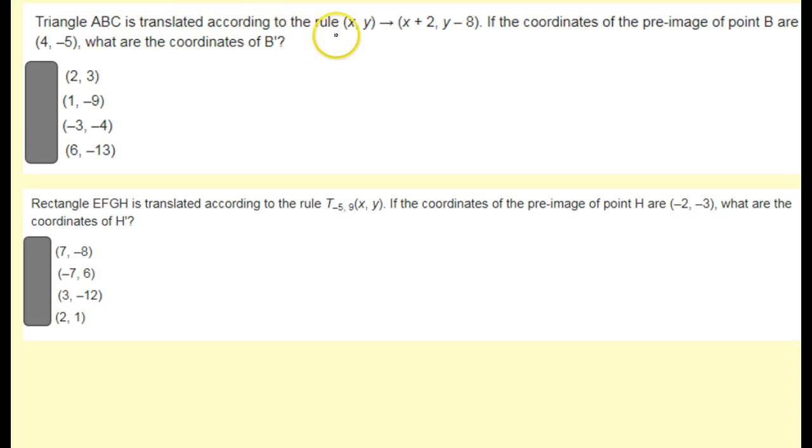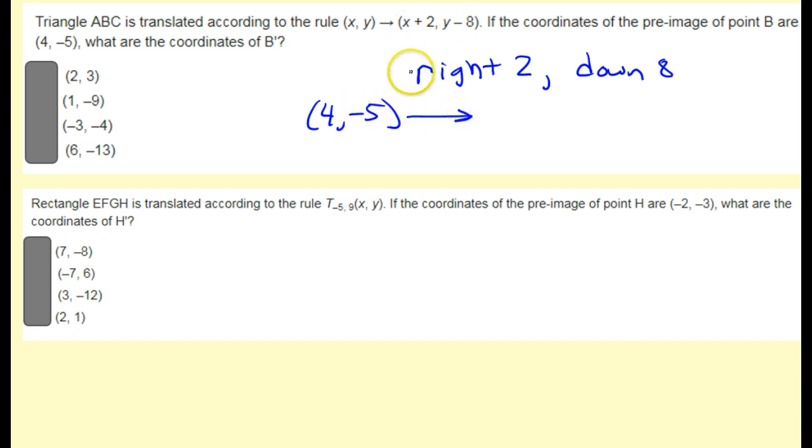Triangle ABC is translated according to this rule. So this rule says we're going to go right 2 and down 8. If the coordinates of the preimage are 4, comma, negative 5, what's the image? Well, if the preimage is 4, comma, negative 5, that's the original point. I don't even need the fact that it's right 2 and down 8. I can just apply the rule.